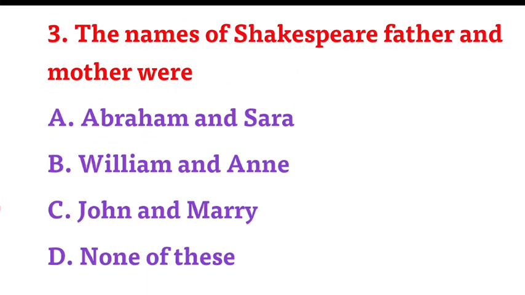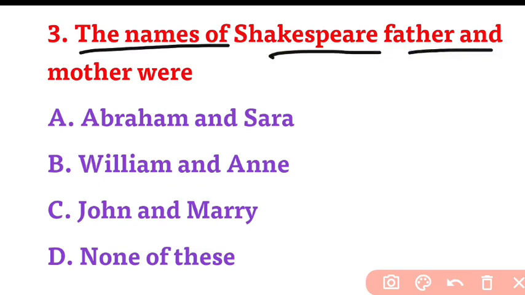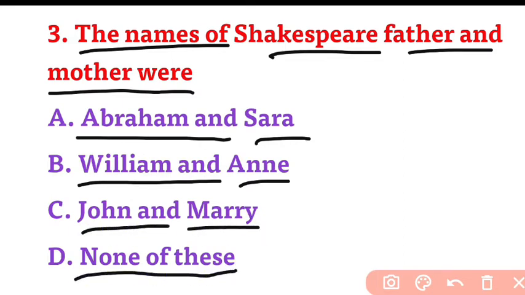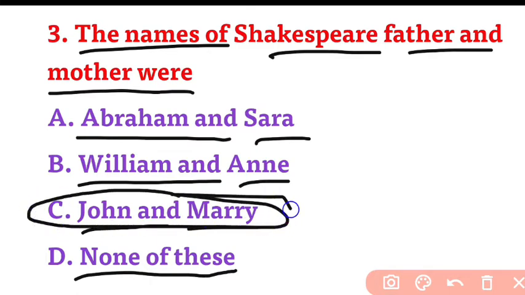Next question is: the names of Shakespeare's father and mother were Abraham and Sarah, William and Annie, John and Mary, none of these. What will be the answer? The answer will be John and Mary. Option C is correct.